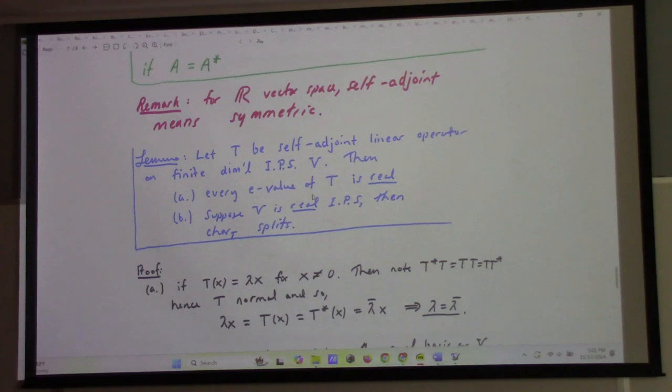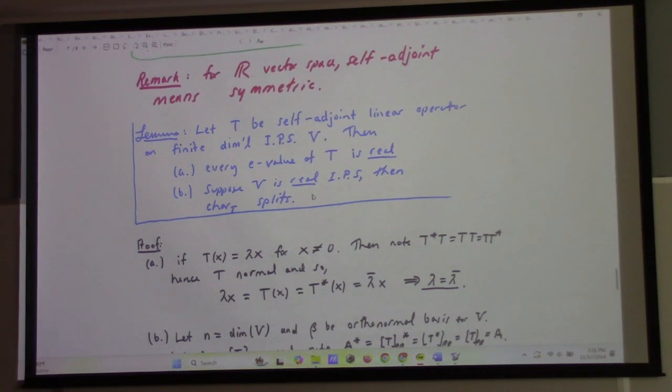The proof of A is pretty easy. Check it out. We have Tx equals lambda x for x not equal to 0. We are given that T star is equal to T, because it's self-adjoint. So T star equals T, and T T star equals T star T, so T is normal. And since it's normal, that means that it shares eigenvectors. We proved that recently. So lambda x is T star x, which is, by the way, equal to lambda bar x. And since these are equal, that means lambda is equal to lambda bar, which is to say that the eigenvalue is real. So a self-adjoint linear operator has real eigenvalues.